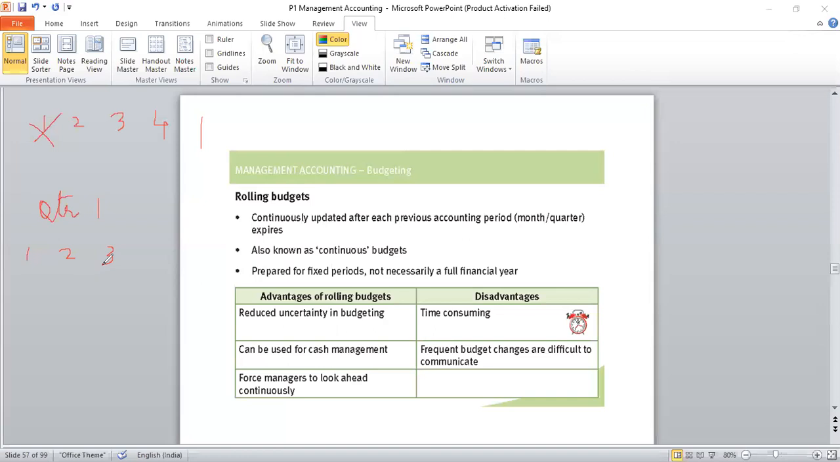It is time consuming, because all the time they have to be on the work of observing and updating the budgets. Frequent budget changes are difficult to communicate. One of the important characteristics of budgeting is that budgets are communicated. When they are communicated, then coordination is possible. So whenever they keep making changes, they again have to communicate that. So that becomes a difficult task, and those who are involved in implementation can also be a little confused about these changes which are made very frequently. Okay, frequent budget changes are difficult to communicate.